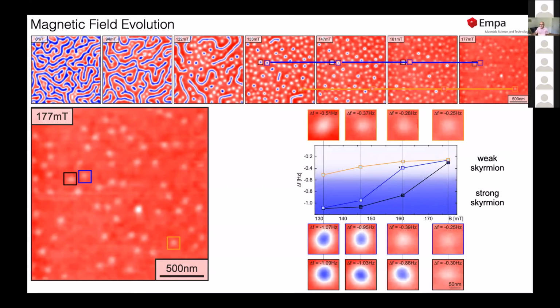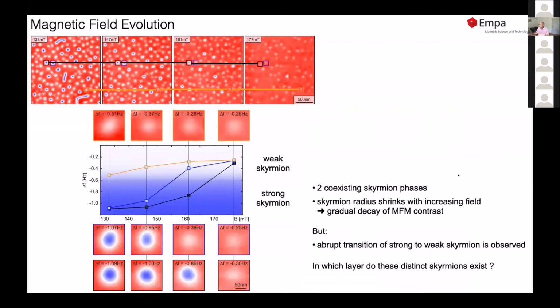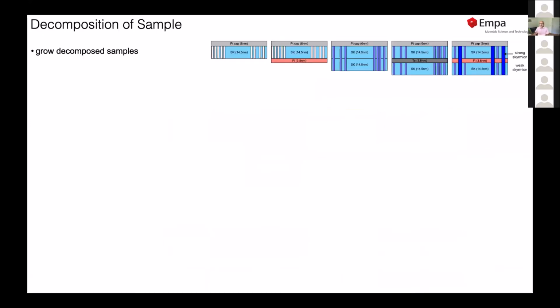So clearly, we have two distinct skyrmions coexisting, and obviously the skyrmion radius also shrinks continuously with the increasing field, but there is this abrupt transition from strong to weak skyrmions. So the question is, in our super heterostructure multilayer sample, in which layers do these skyrmions exist? And to answer that question, we have first done an experiment and then later on micromagnetic calculations.